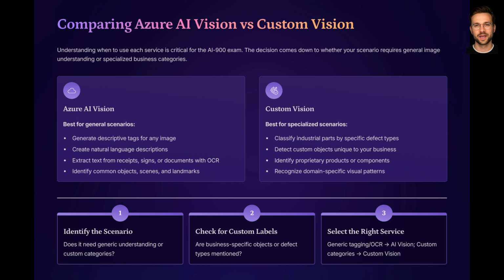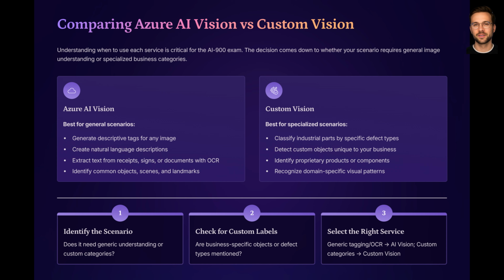In AI-900, the key is to understand the main emphasis. If the task is general image understanding or reading text from images, think Azure AI Vision. If the task is custom classification or detection with your own labels, think Custom Vision.